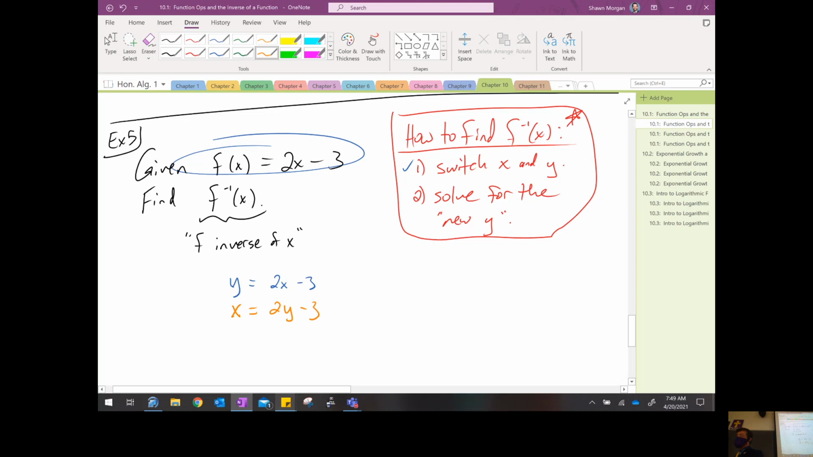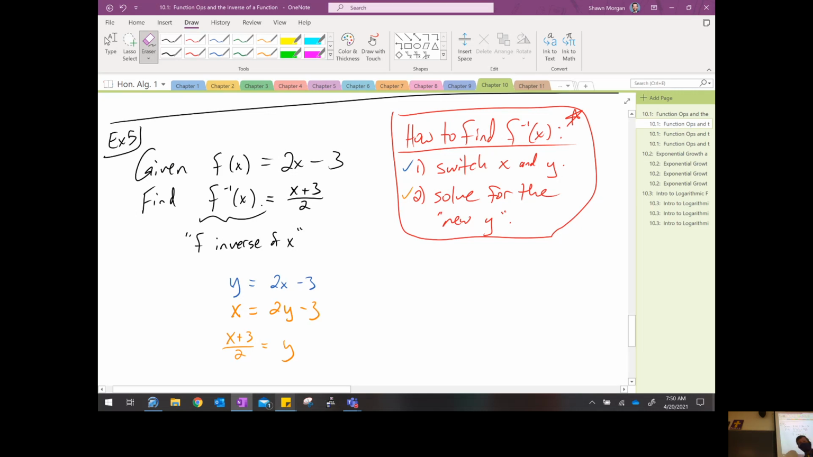Okay, fabulous. Step 1 complete. Now step 2, we want to solve for that new y. We want to get the new y by itself. Okay, so Will, what would your two steps be to get that new y by itself? So x plus 3 divided by 2 equals y. And so we have now just found the inverse function. So x plus 3 divided by 2. And it's just that simple. Okay, finding an inverse is just that simple. Switch x and y, solve for the new y.